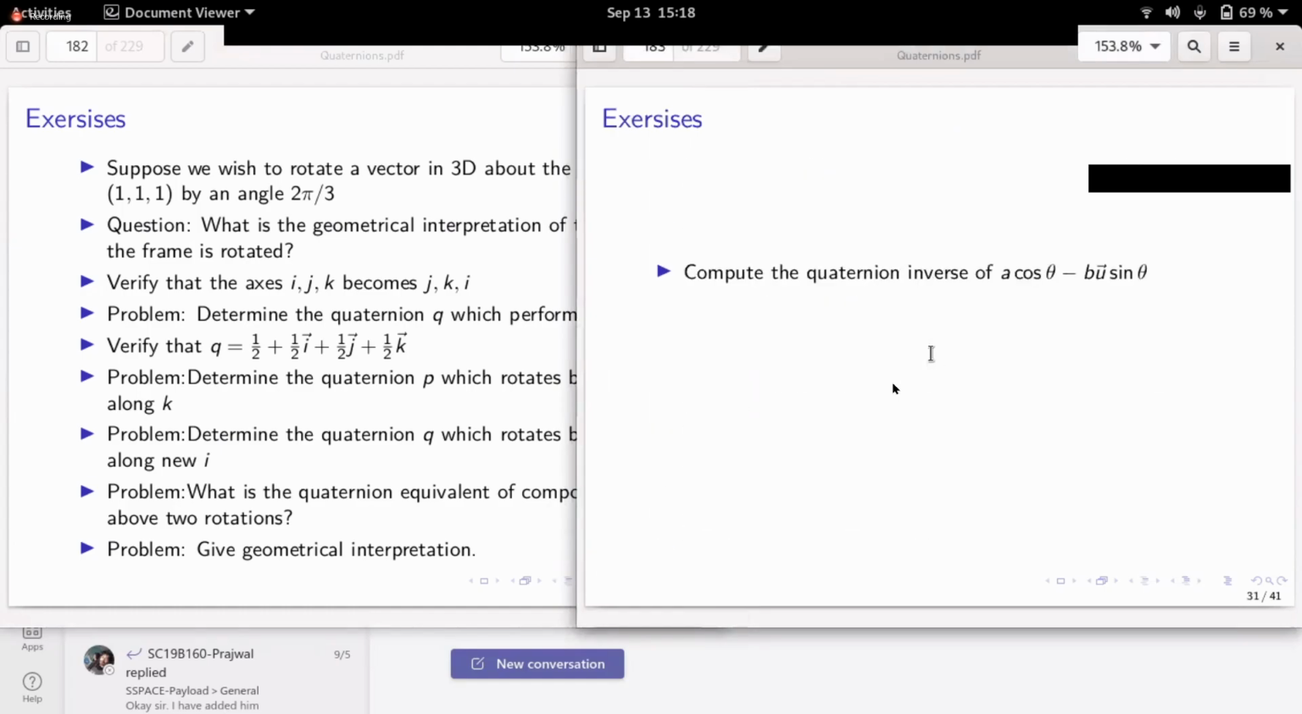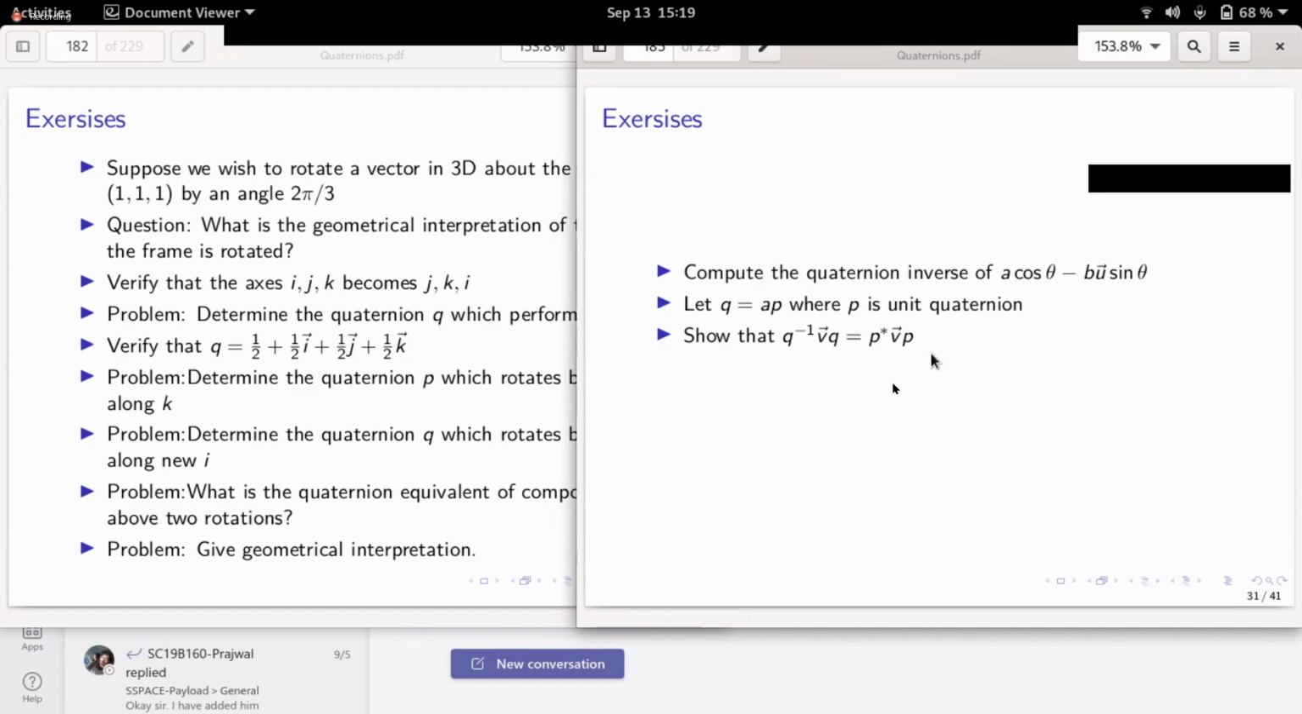Suppose you are given A cos theta plus B u sin theta. What is the inverse of this? Conjugate divided by norm. That's all. It is not difficult to write that out. And then suppose Q was A times P, where P is a unit quaternion. Now this is interesting. You can go back and show that Q inverse v Q is nothing but P star v P.